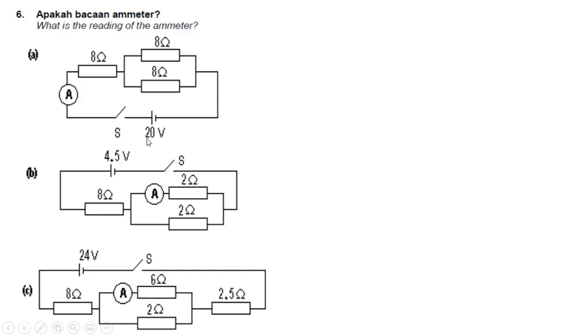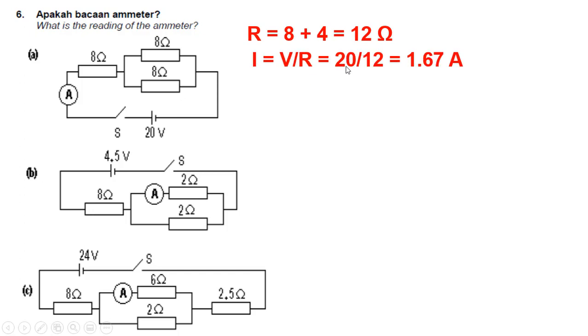So V is 20 volt. What is the effective resistance? This one is easy because same resistance, 8 divided by 2 is 4. 4 plus 8 is 12. So 12 ohm, and I equals 20 divided by 12, which equals 1.67 ampere.